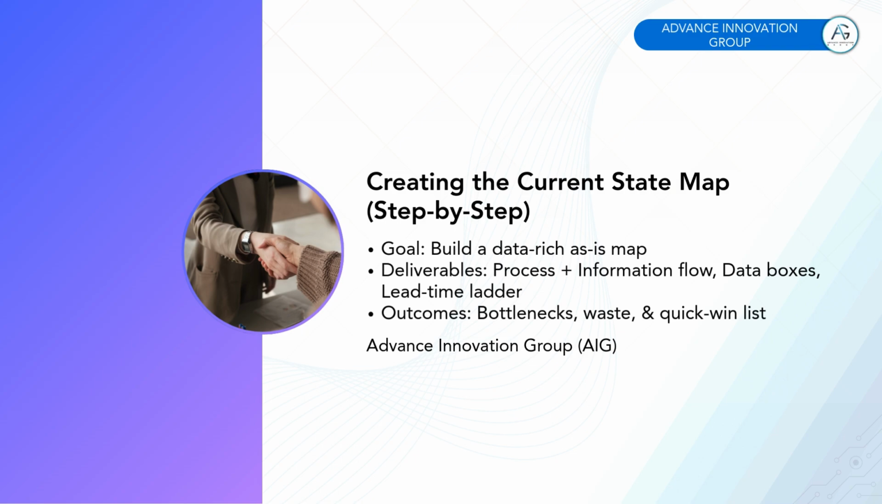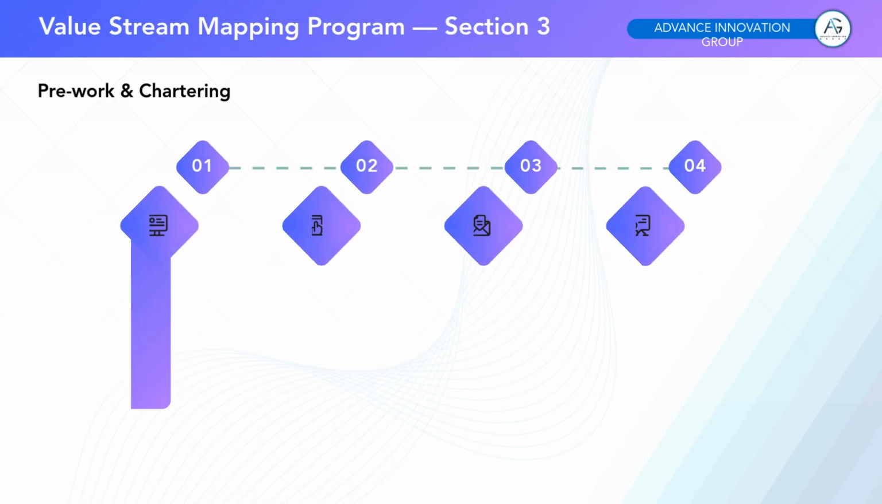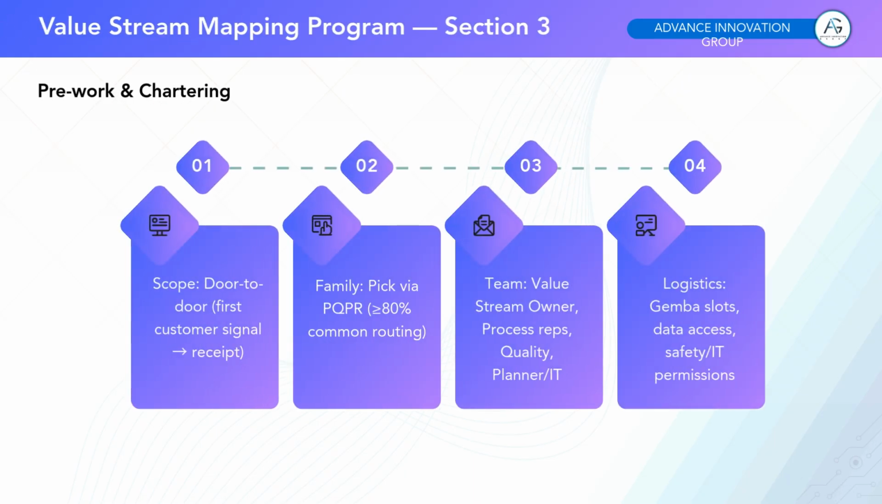Our deliverables include the process and information flow, data boxes, and the lead time ladder. By the end, we'll clearly see bottlenecks, wastes, and quick wins, the foundation for future improvements. Before creating the current state map, some pre-work and chartering are essential.